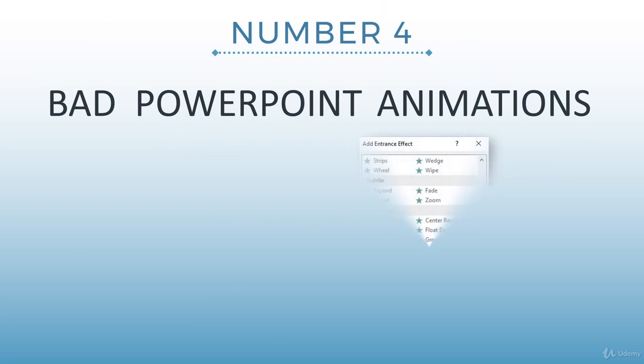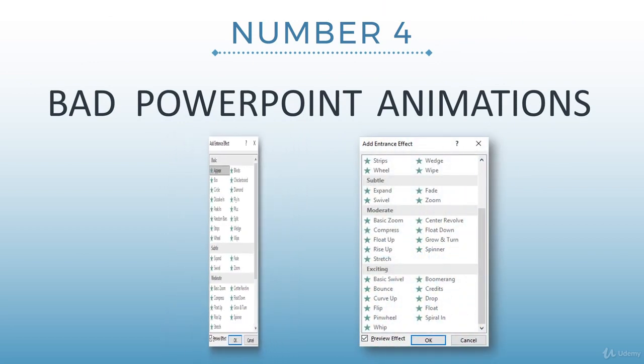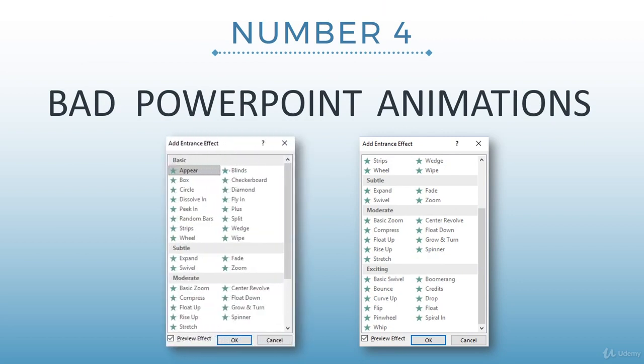Number 4. Using the most cheesy PowerPoint animations. Basically, here's which ones to avoid. All those that create shapes like blinds, box, checkerboard, circle, diamond, plus, random bars, and wedge. And those that don't make any sense: swivel, center resolve, basic swivel, boomerang, bounce, curve up, float, and spiral in. So this list of animations that you should not do is my personal list because I literally haven't found any use for them in a way that things still look beautiful in the final video.